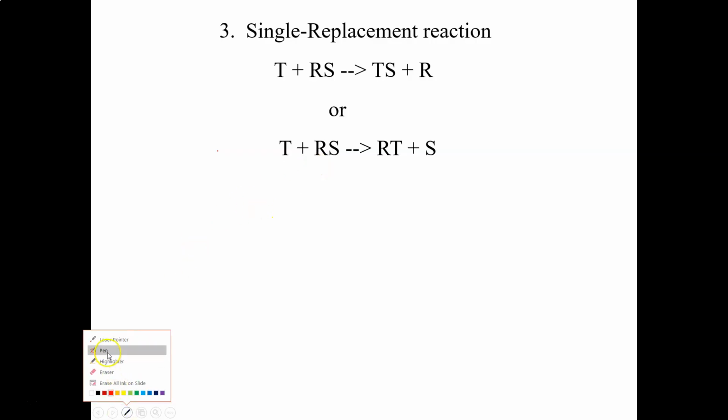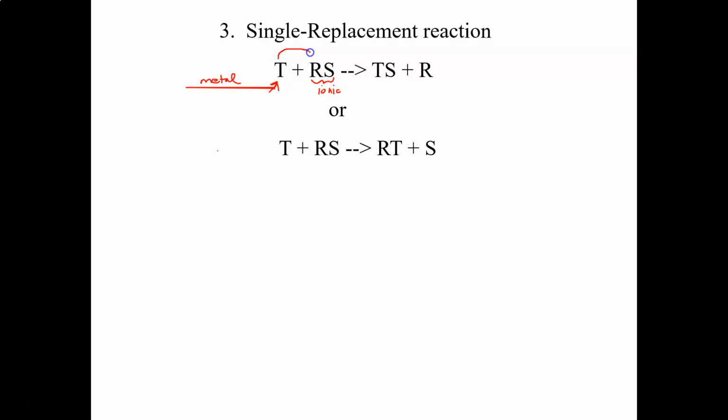All right, well, this is where you need to think about what this element is. So if this element here is a metal, metals can only replace other metals. So if this right here is ionic, and it usually is, an ionic compound always starts with a metal. So in this case, the metal would go in and replace whatever this metal is and kick it out.